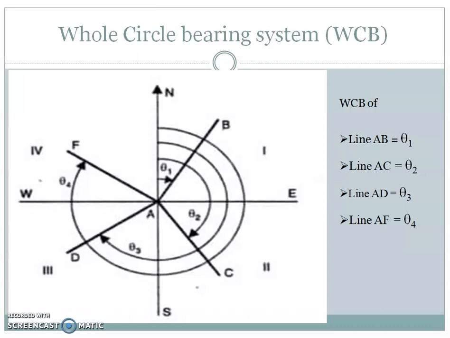It is always with respect to the magnetic north, and it is always calculated or measured in a clockwise direction and not in anti-clockwise direction. So the two major rules for calculating whole circle bearing: one is it is with respect to the magnetic north, and second, it is always clockwise. This is the reason the value of these angles will vary from 0 to 360.